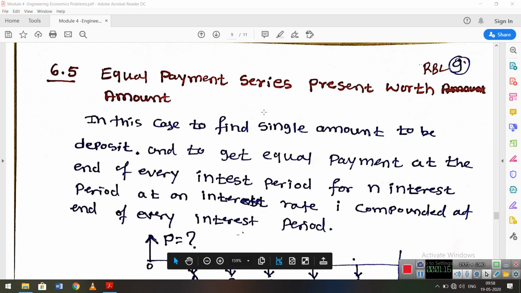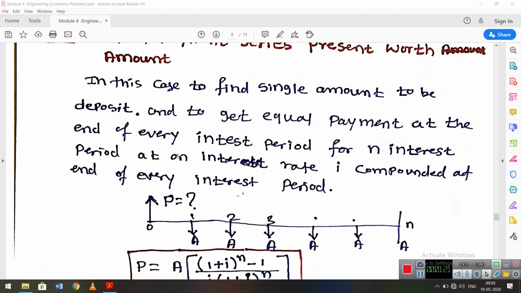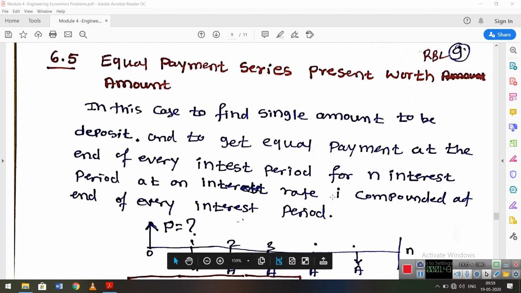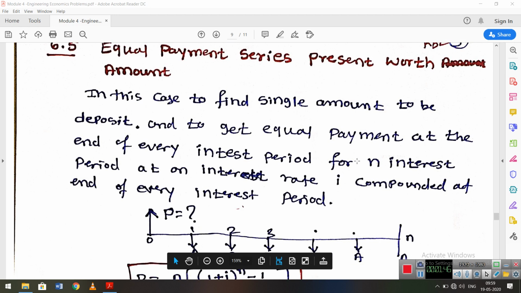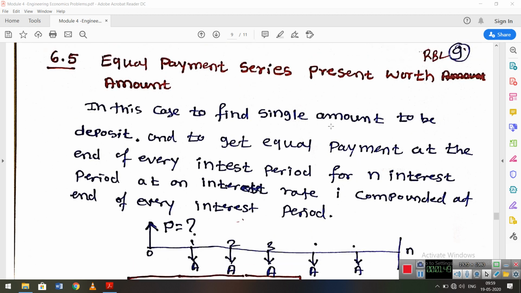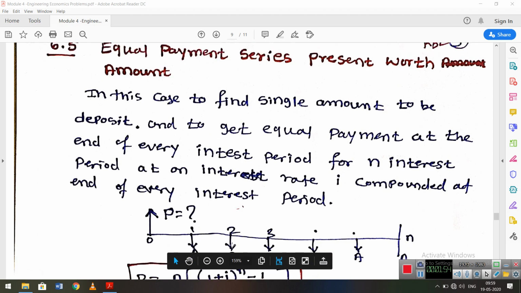Equal payment series present worth amount: the present worth amount is the loan amount given to the customer. So it is 20 lakh. Then how much does he have to pay, over a duration of around 10 years in the future? The paying amount is always equal, there is no change. So the paying amount is the same at the end of every year, and that is to be calculated.